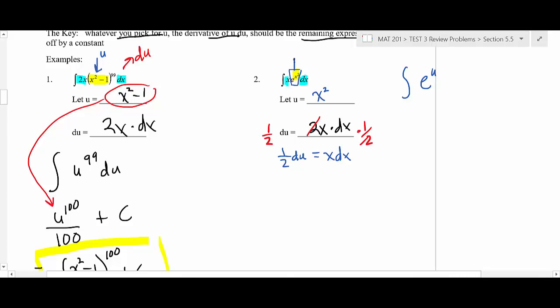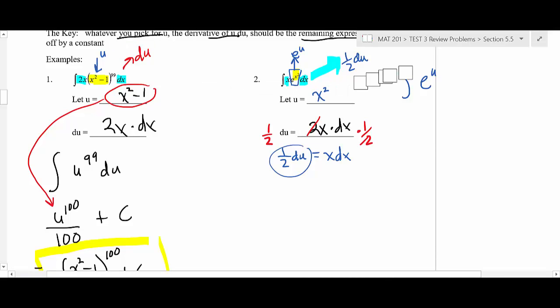Okay, this thing right here is going to become e to the u, right? Because that's what u is, it's x squared. What I've got highlighted in blue, that blue part, is going to be 1/2 du. So now you're ready to put together your integral. Everything's accounted for, okay? Does that make any sense?